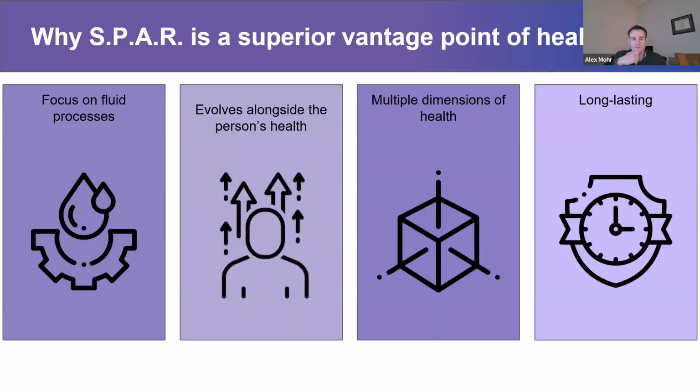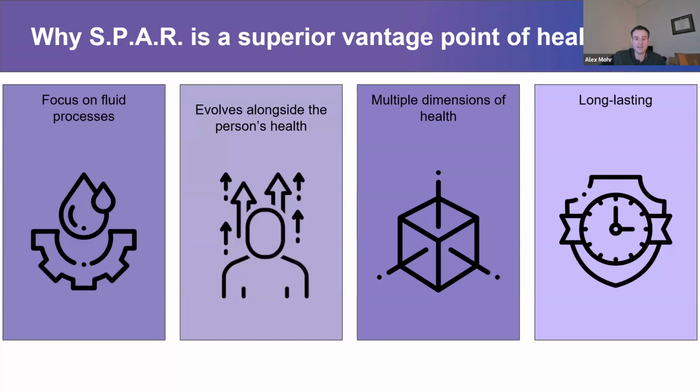And this has several different components to it that we feel really give it the edge when using it as a lens for health. It focuses on the ongoing fluid processes that define how an individual's body and mind adjust to external conditions. So health is not just a static state, but a continuous interaction where S.P.A.R. enables an individual to thrive over time. S.P.A.R.'s framework evolves alongside the person's health. It can shift as new information and experiences are integrated into a person's biological and mental systems.